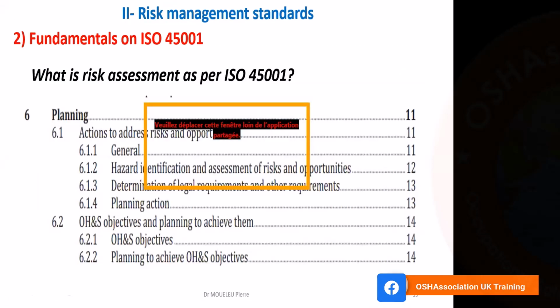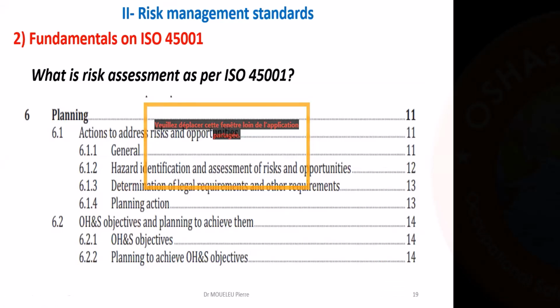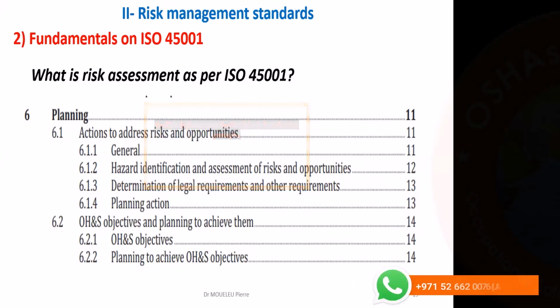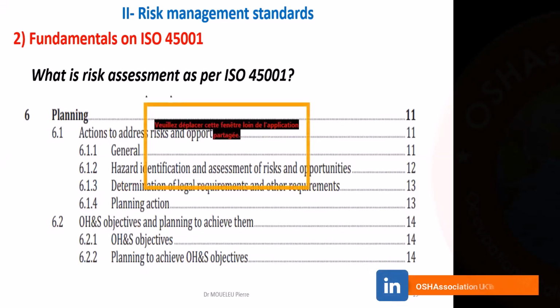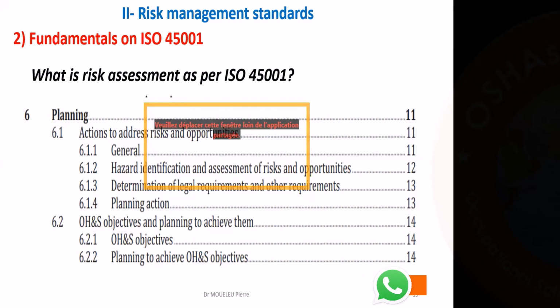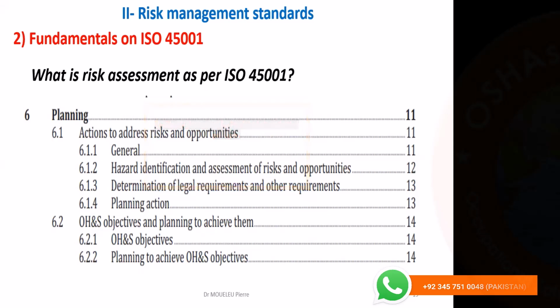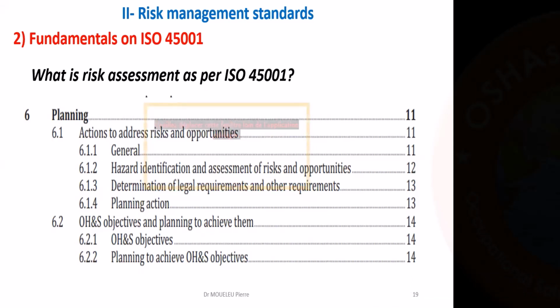And I tried to extract the part of that standard talking about risk and hazards that we are learning today. In 6, planning, 6.1 is based on actions to address risks and opportunities, with general hazard identification and assessment of risks and opportunities, and determination of legal requirements and other requirements. 6.1.4, planning action. So we should have a planning action to address risks and opportunities. It's also specified in 6.2 that we should base ourselves on operational health and safety objectives and planning to achieve them. So we should have operational health and safety objectives that are set, and then the planning that we are having to be sure that we are achieving all those objectives.